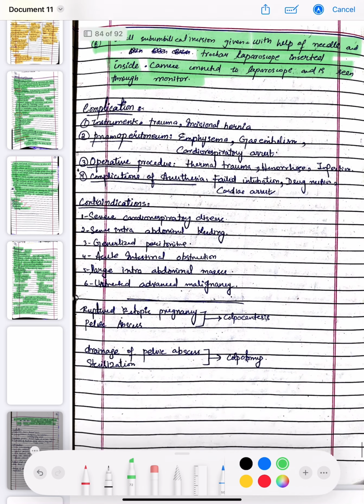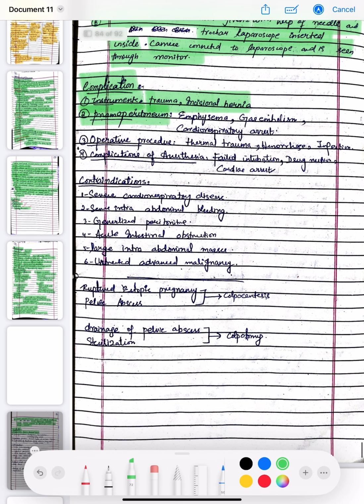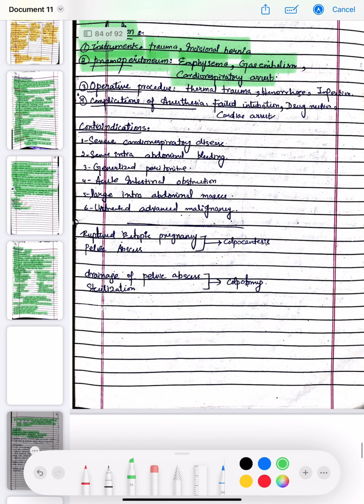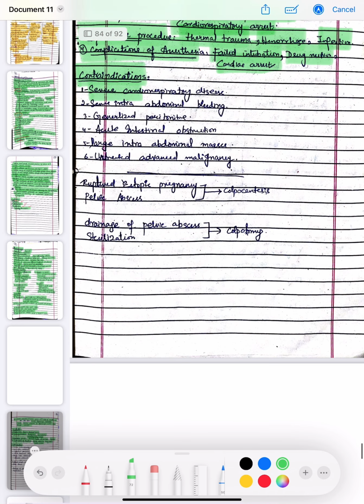The complications of the laparoscopy are instrumental, that is trauma and incisional hernia; pneumoperitoneum, which are emphysema, gas embolism and cardiorespiratory arrest; then the operative procedures, which are thermal trauma, hemorrhage and infection; and the complications of the anesthesia are failed intubation, drug reaction and cardiac arrest. The contraindications are severe cardiorespiratory disease, severe intra-abdominal bleeding, generalized peritonitis, acute intestinal obstruction, large intra-abdominal masses, and untreated advanced malignancy.